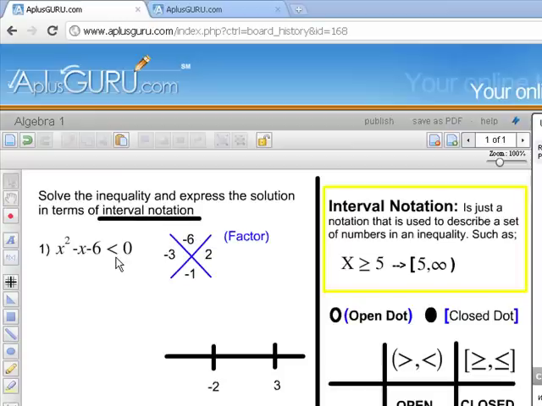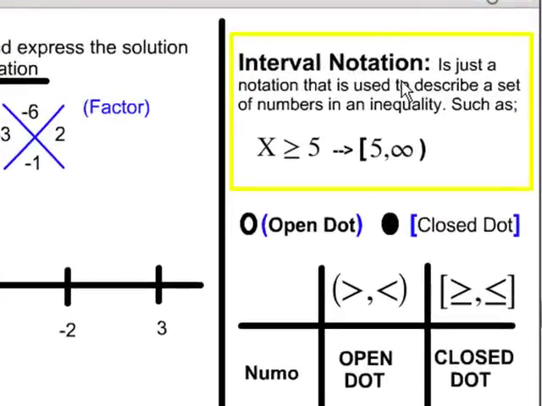Before we attempt this problem, let's understand what interval notation means. Interval notation is just a notation used to describe a set of numbers in an inequality, such as x is greater than or equal to 5. It's represented in interval notation as open bracket 5 comma infinity closed parentheses. The reason for the bracket is because it's greater than or equal to.